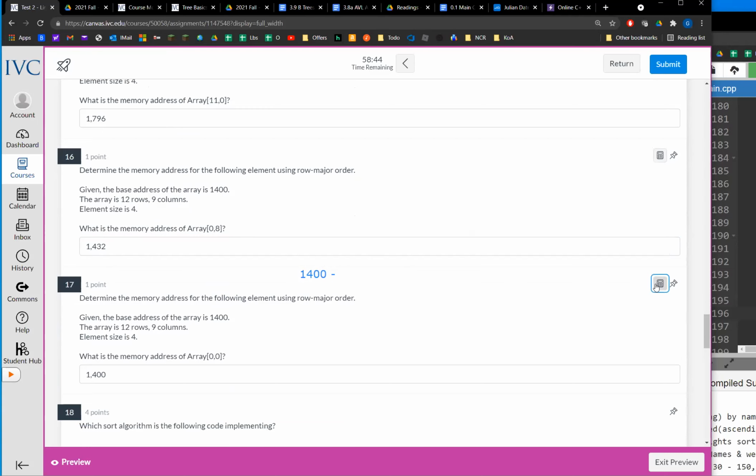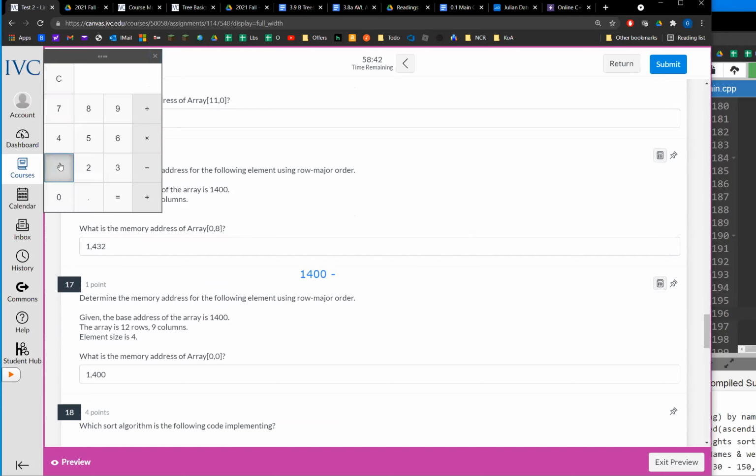Rows, 9 columns. Oh, okay, can't use the keyboard. 12 rows of 9 columns, right? There are 108 elements in the matrix. 4 bytes per element means there's 432 bytes of allocation.